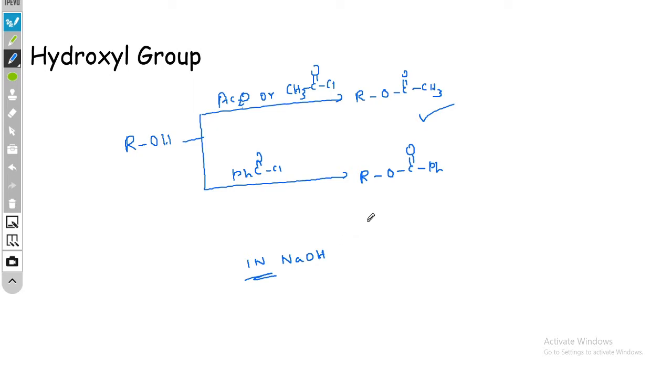That is, the remaining alkali can be titrated against standard acids. We can calculate the amount of alkali consumed, and from that we can calculate how many acetate groups are consumed by the ROH groups. So we can find out whether it is a monohydroxy compound or a dihydroxy compound, etc.